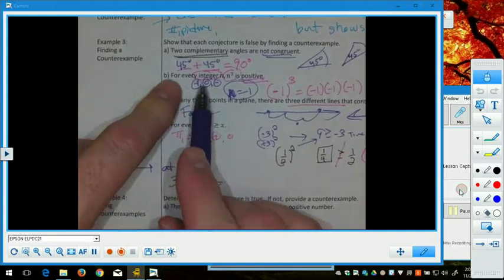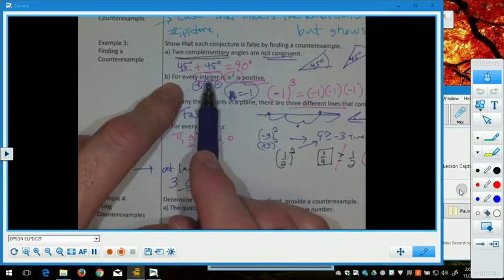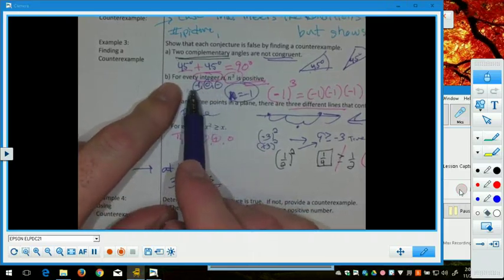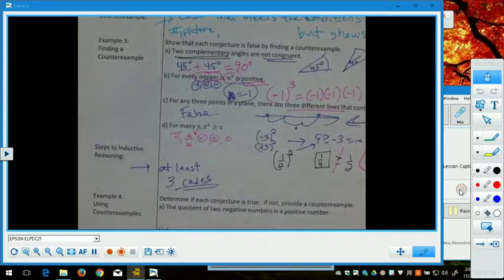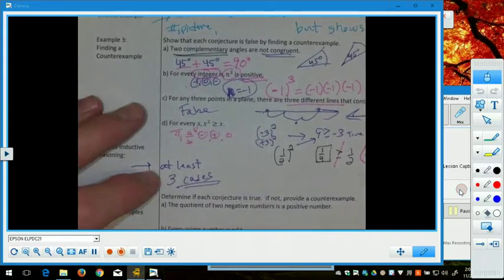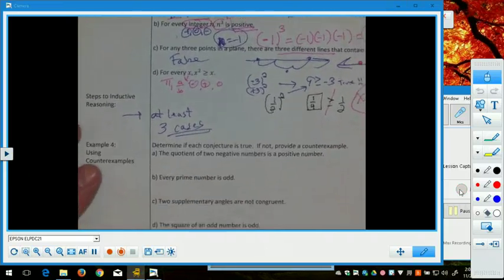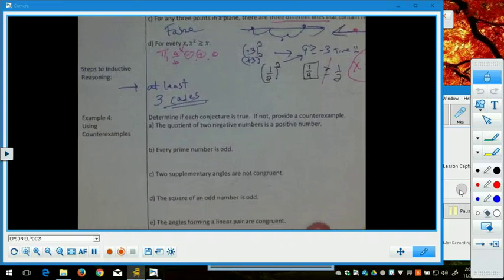If they tell me it's an integer, then I need to test the sets of integers. Do the negatives all work? Do the zeros work? Or does 0 work? Do all the positive numbers work? Test some and see if it works for all of them, then it's probably true. It might not be, but hopefully you've exhausted all the things that you could check.